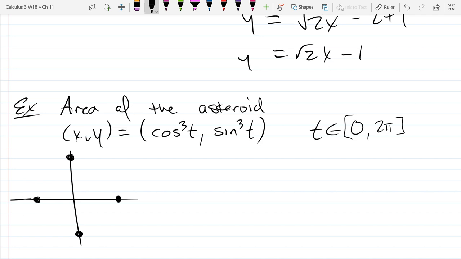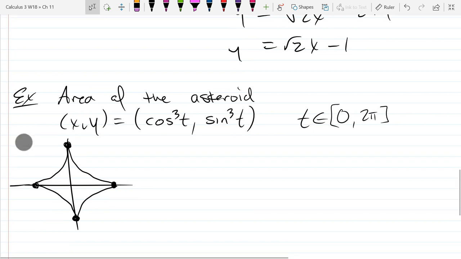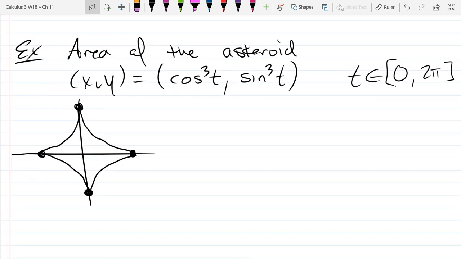Now, this is not just cosine, so it's not going to form a circle. What this will form is a shape that looks like this, and the shape's called an asteroid. Those aren't the nicest curves. All right, area of the asteroid. You can absolutely use symmetry if you want here. There is two-way symmetry. You can do a quarter of the area multiplied by 4, half the area multiplied by 2.